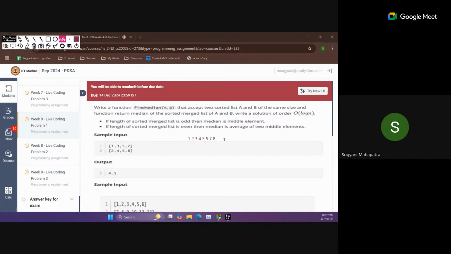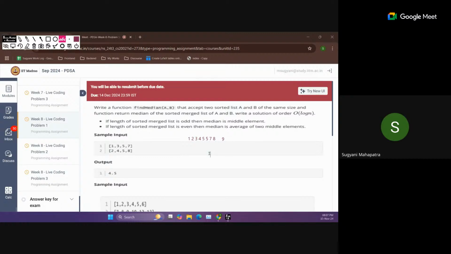But suppose there was a 9 here also, then which one will be the middle element, or the median? The fifth one. This 5 will be the middle element and hence it will be the median. So that is the problem statement.